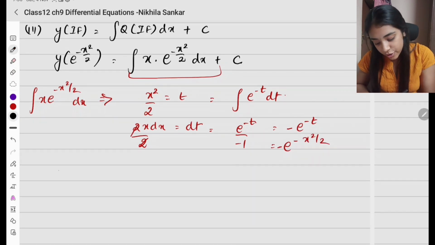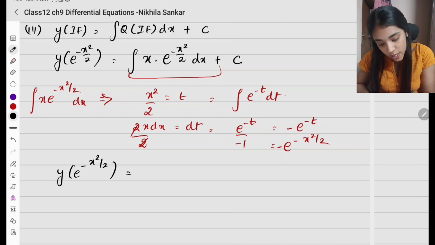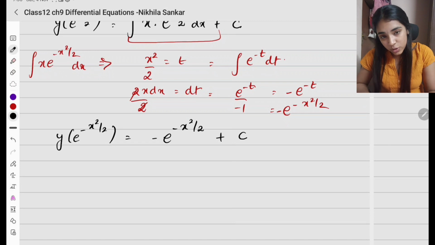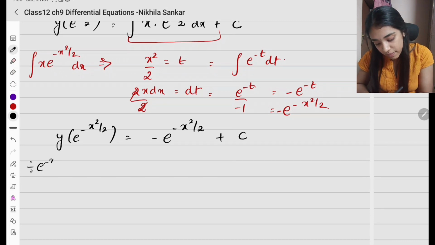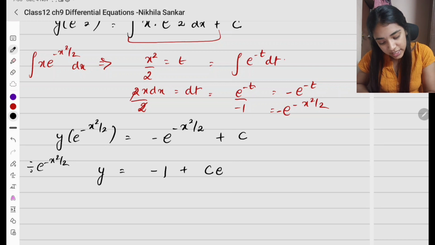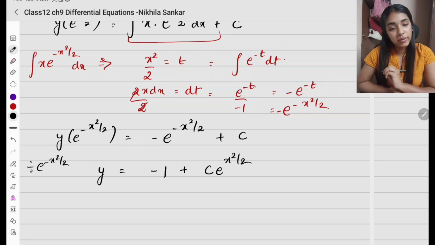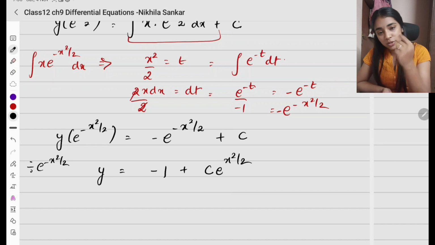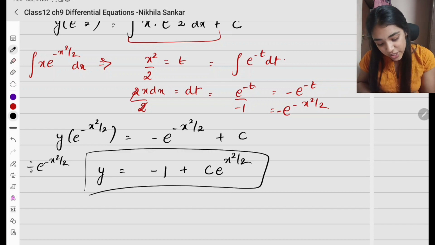So what is my final solution going to look like? y into e to the minus x square divided by 2 equals, the integration is going to be minus e to the power minus x square divided by 2 plus c. Now dividing the whole equation by e to the minus x square divided by 2, I'll have y equals minus 1. If this cancels, what happens? Minus 1 plus c e to the plus x square divided by 2. When e to the minus x square divided by 2 goes from denominator to numerator, minus becomes a plus. So this is my general solution.